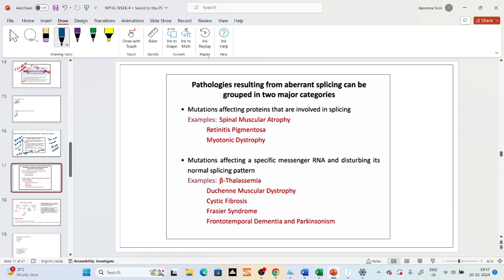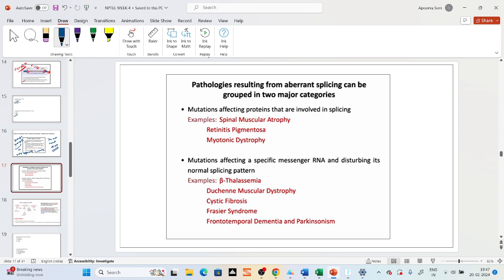Anyways, now we have to see the pathologies which result from aberrant splicing. See, splicing is so important. It is not only generating different kinds of mature mRNA. It not only helps in the expressibility of a protein, but if this mechanism is dysregulated, then it can also lead to several kinds of pathological conditions. It can lead to diseased conditions also.